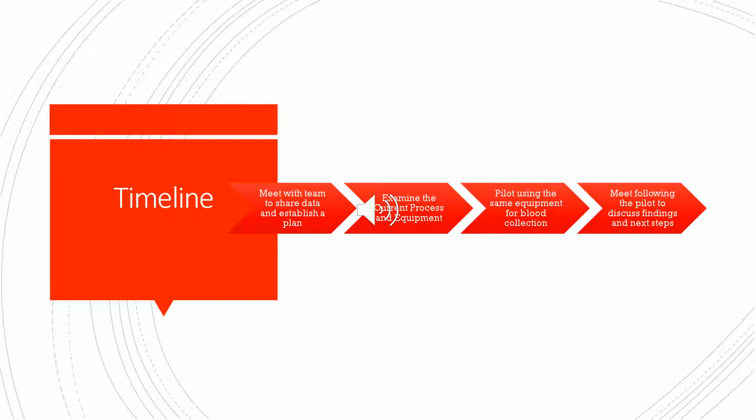Following that step, there was a pilot that occurred over a week, and that's where the same equipment was utilized for blood collection. So the same tourniquet, the same IV kit, the same IV catheters, as well as the same vacutainers and tubing was used to determine if that made any difference in the amount of hemolysis. And then there will be a follow-up meeting to discuss what the findings were and what our next steps should be.